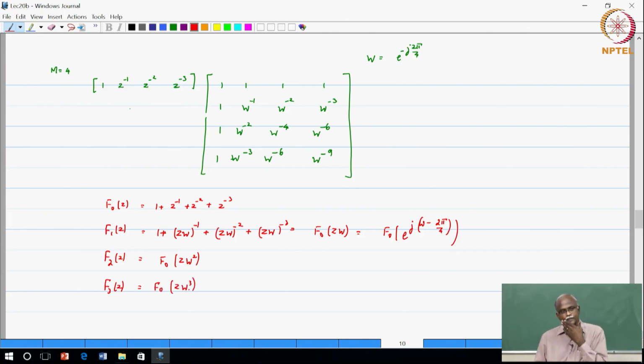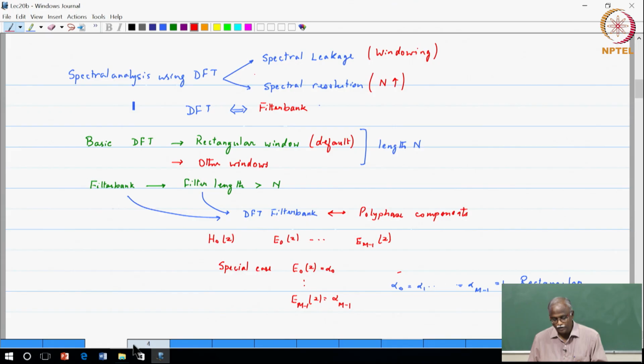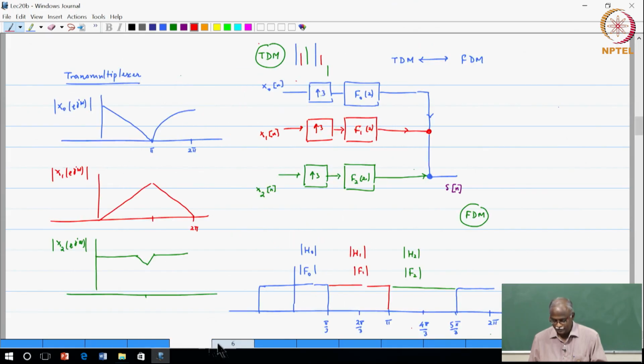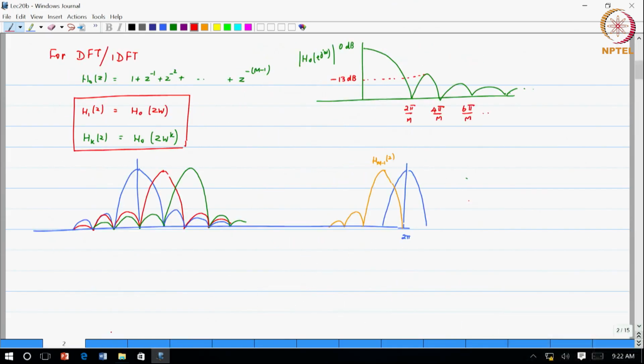Okay. So, what did we say? F naught is 1 plus z inverse, that is our familiar filter bank. Where is my filter bank? Yes, 1 plus z inverse plus z minus 2, this one. The next filter is shifted by ZW, you get that.